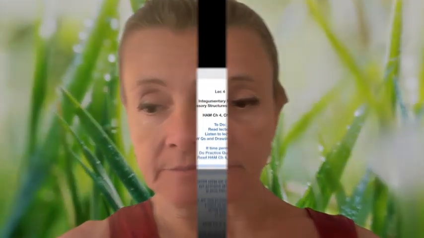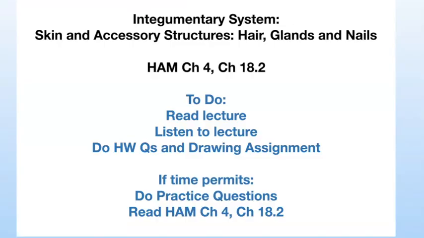This is a lecture on the integumentary system. Okay, this lecture is based on Martini's chapter 4. There is just one slide that comes from chapter 18 about sensory receptors. The integumentary system includes the skin and accessory structures, the hair, glands, and nails.